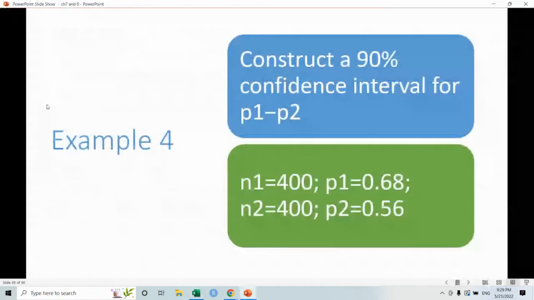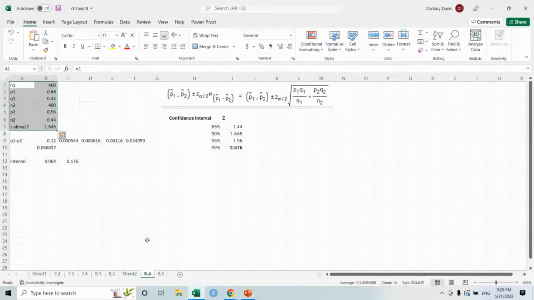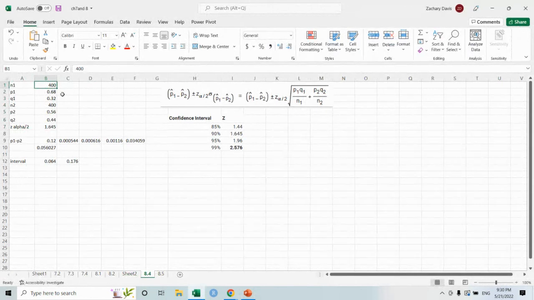The next example: construct a 90% confidence interval for P1 minus P2. If we have a sample size of 400 and a proportion of 0.68, and the second sample size is 400 with a proportion of 0.56. So we have our values: sample size 400, P1 was 0.68, Q1 is 1 minus P1. We do the same thing for our second proportion. The sample size was 400, P2 was 0.56. Thus, the complement to that is 1 minus 0.56, which gives us 0.44.